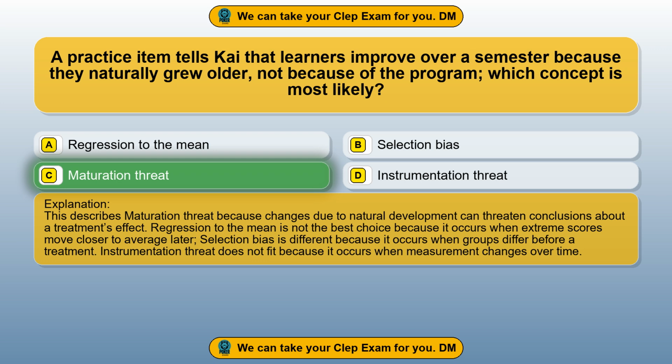Regression to the mean is not the best choice because it occurs when extreme scores move closer to average later. Selection bias is different because it occurs when groups differ before a treatment. Instrumentation threat does not fit because it occurs when measurement changes over time.